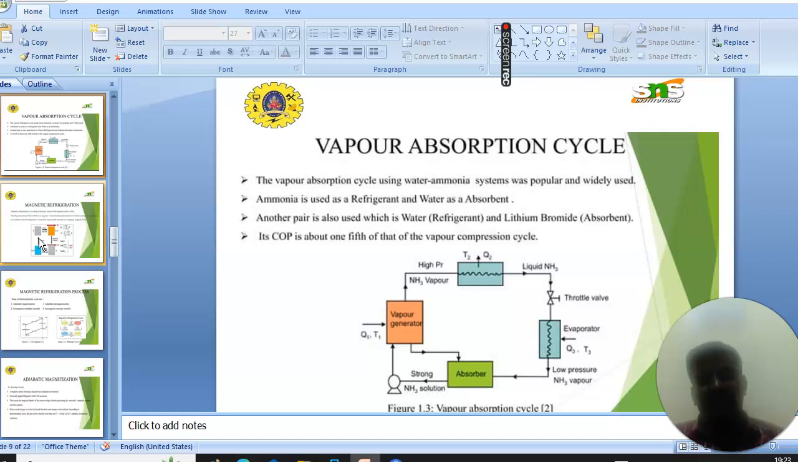The next we will see is the vapor absorption cycle. The vapor absorption cycle using water-ammonia systems was popularly and widely used. Ammonia is used as the refrigerant and water as the absorbent. Another pair is also used, which is water and lithium bromide. Its COP is about 1/3 of that of the vapor compression cycle.